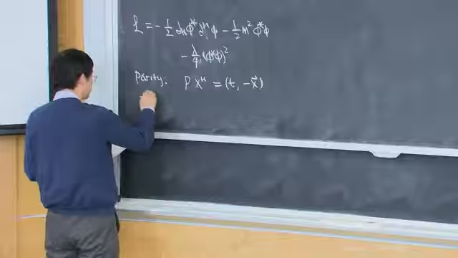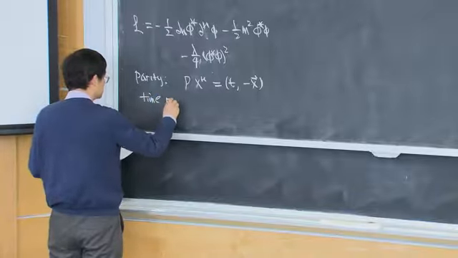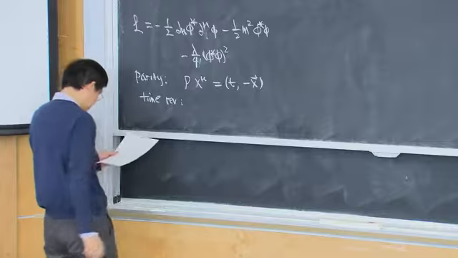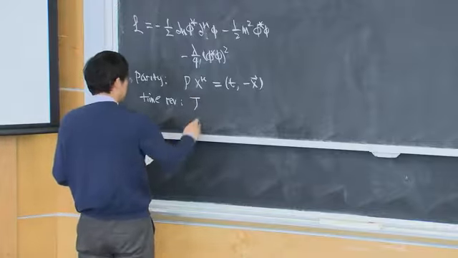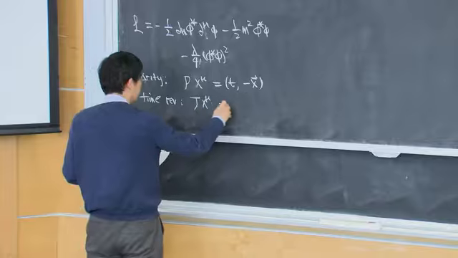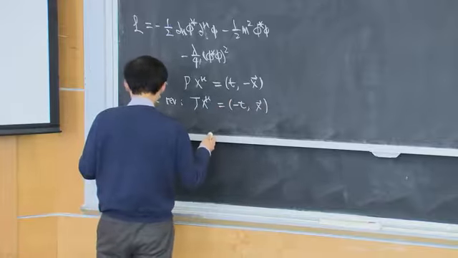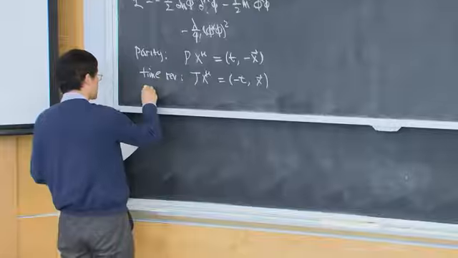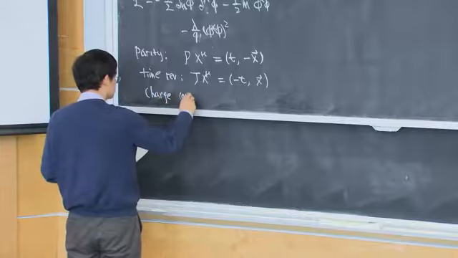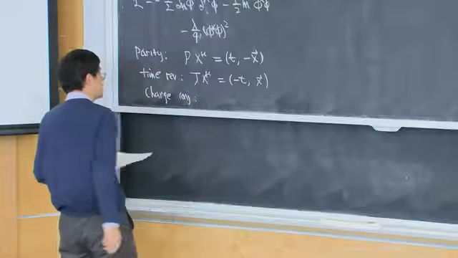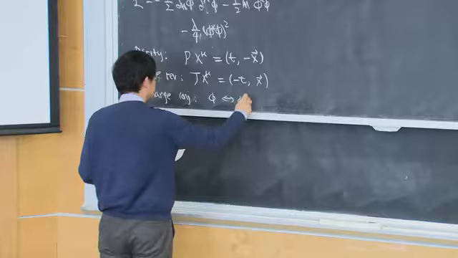And you also have time reversal. I normally write it as a script T, acting on x^mu by taking t to minus t and x to x. It does not do anything to x. And then we also have charge conjugation, which takes phi to phi star.